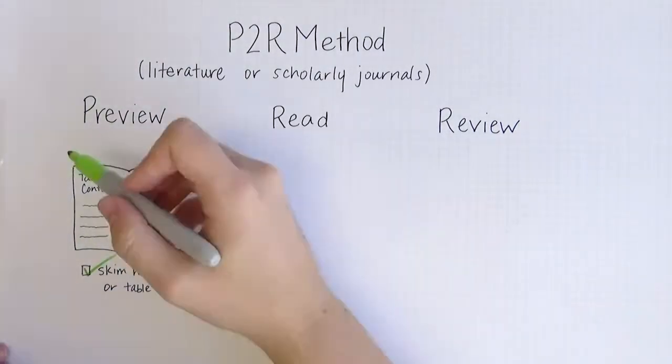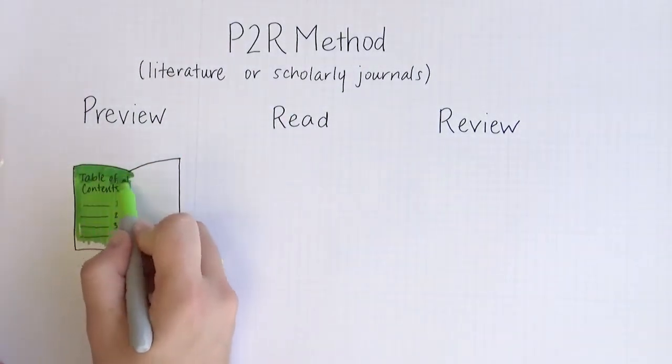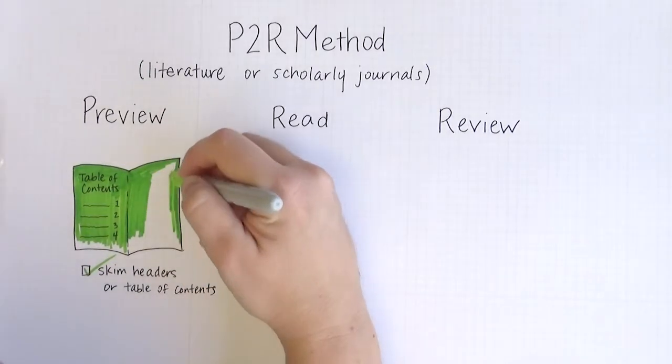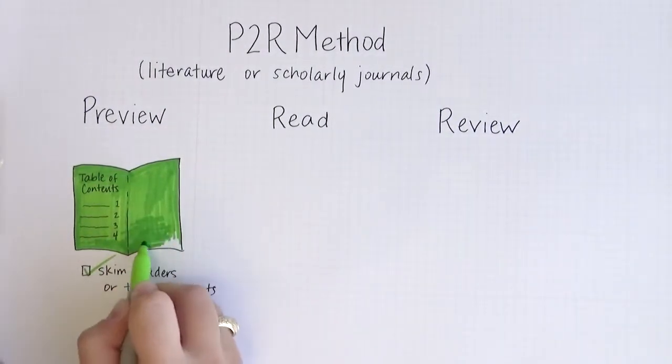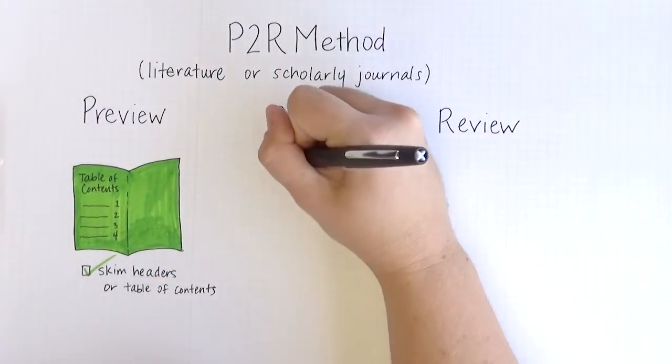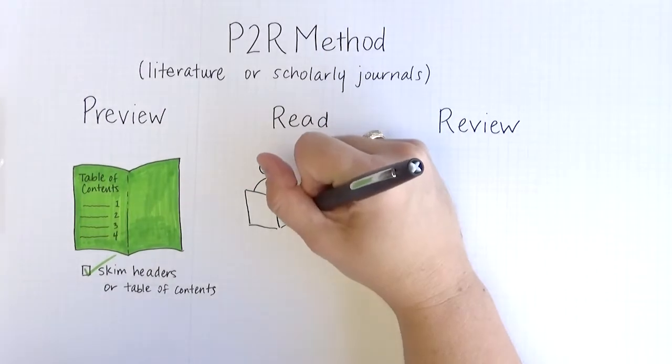Journal articles are often divided up by headings. Use those headings to guide your eyes while skimming. For novels or literature, focus on the beginning and ends of chapters, or for long works, the table of contents. 2R means read, the first R, and review, the second R.